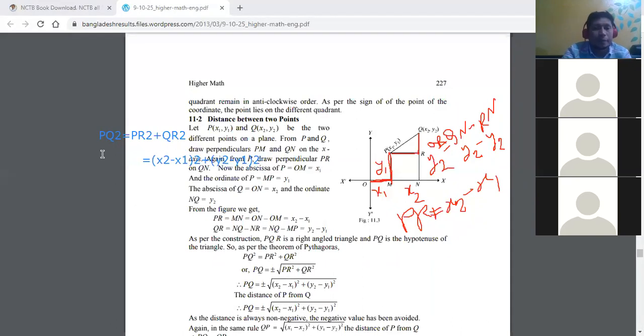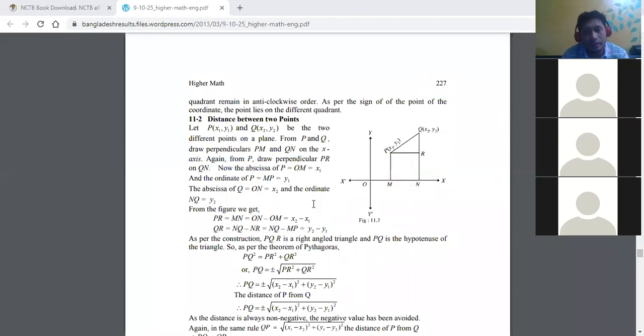Now PQ square equals x2 minus x1 whole square plus y2 minus y1 whole square. But we want to know PQ, so there will be a square root sign on the right side. PQ will be root over x2 minus x1 whole square plus y2 minus y1 whole square. I think you have understood this.